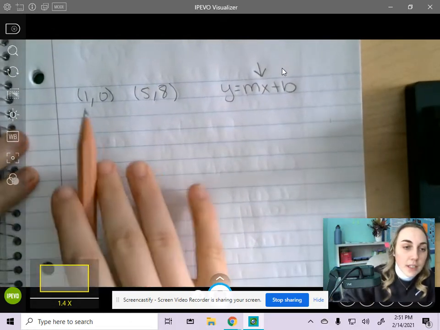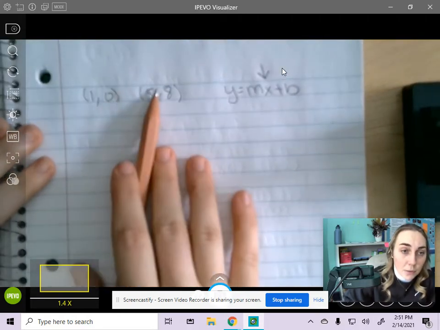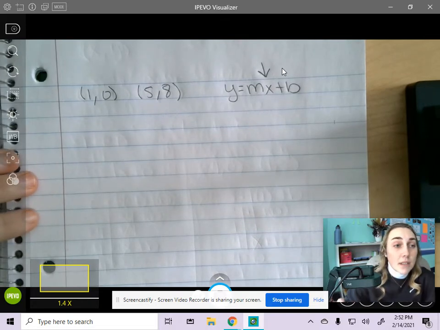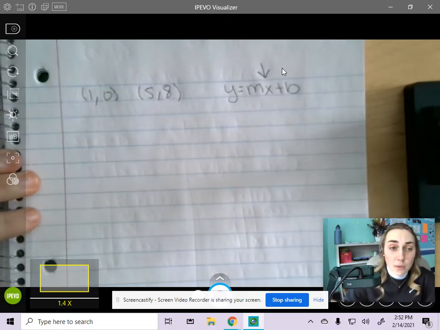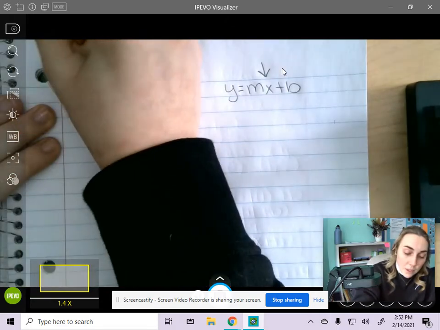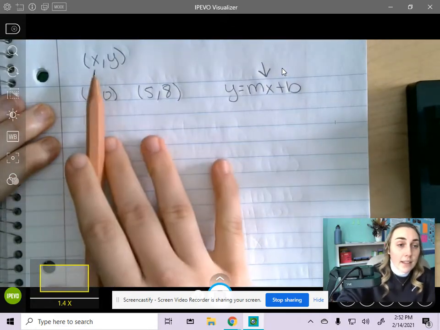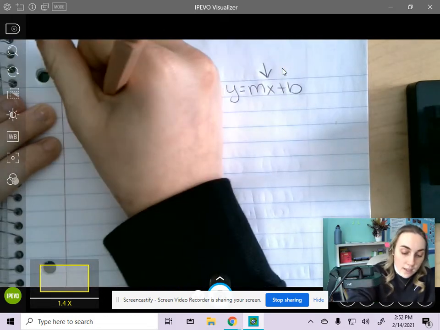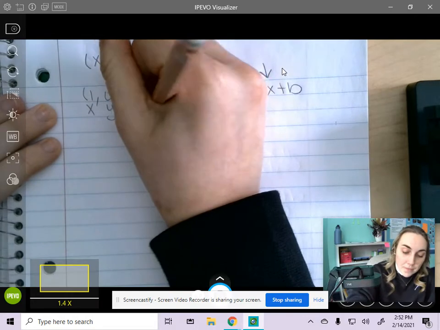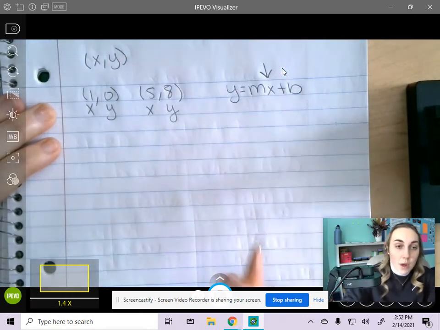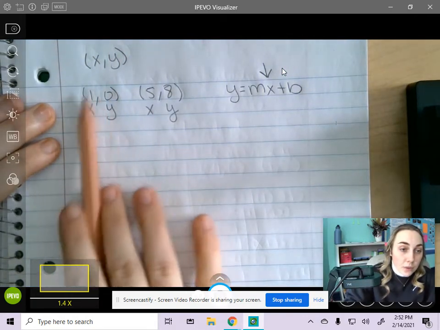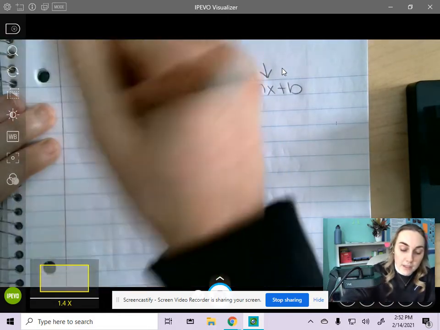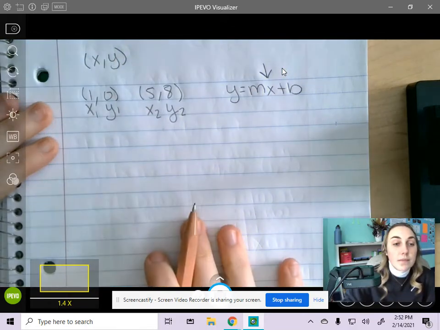All right, so first things first is we need to find the slope of these 2 points. Again, to find the slope of 2 points, you can label the points and put them into the slope formula and solve for slope. So let's do that real quick. Guys, when you have ordered pairs, your first number is always an x, your second number is always a y. So that means 1 is an x, 0 is a y, 5 is an x, and 8 is a y. Okay? This is our first ordered pair, so I'm going to make this x1 and y1. This is my second ordered pair, so I'm going to make this x2 and y2.